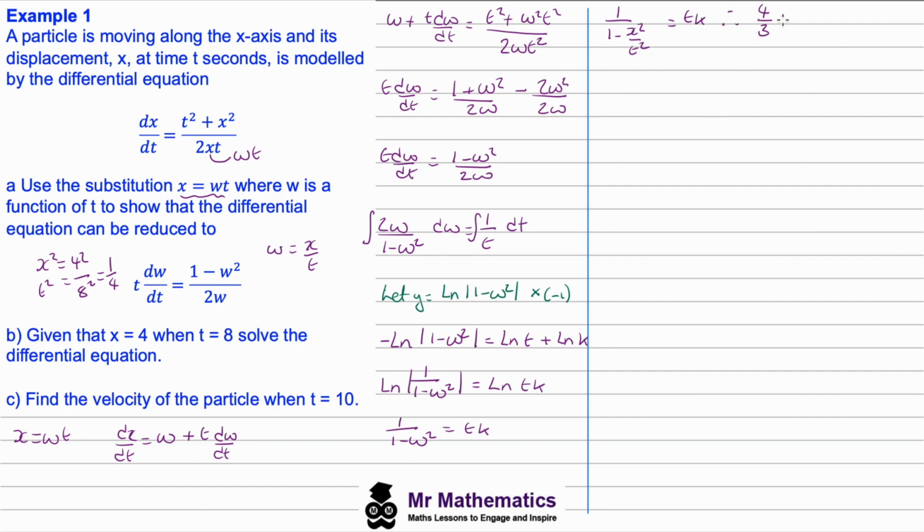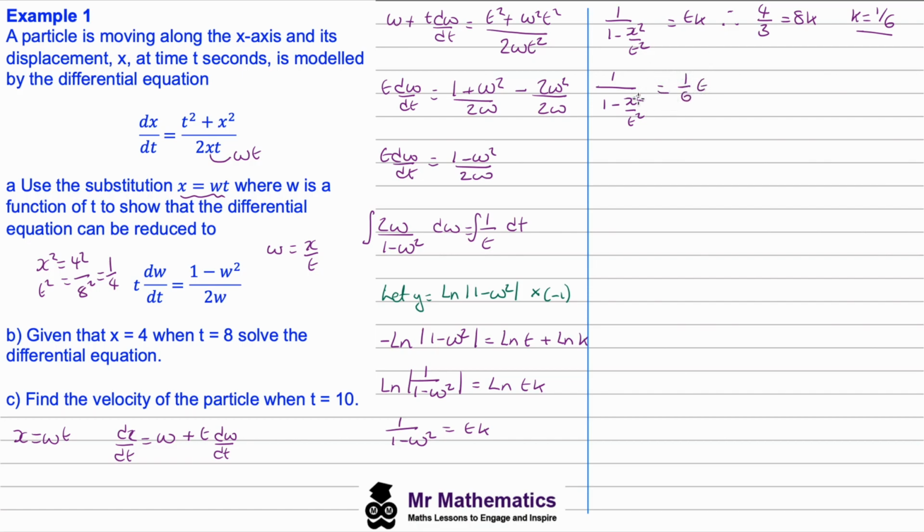T we know is 8, and this is equal to 8k. I'll divide both sides by 8, so k will be equal to 1/6. So now we have k is 1/6. I can substitute this k back into here. So we have 1 over 1 minus x squared over t squared is equal to 1/6 of t.